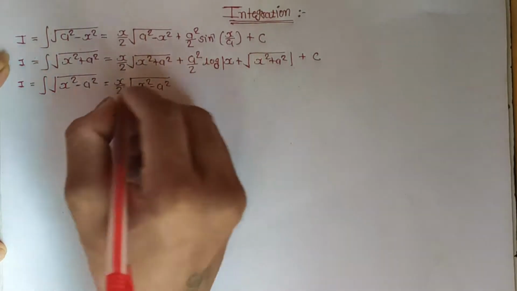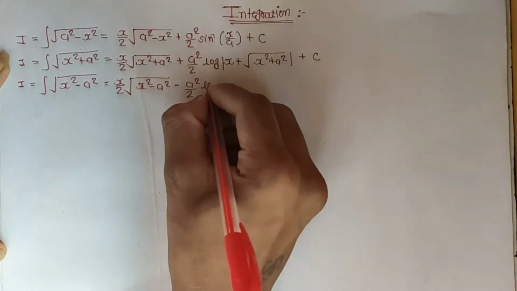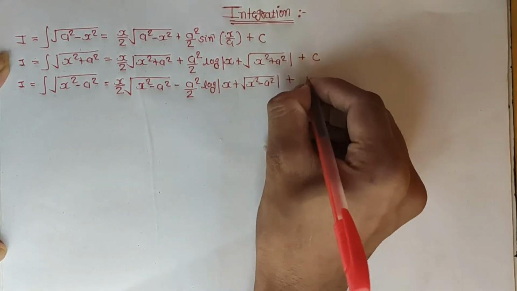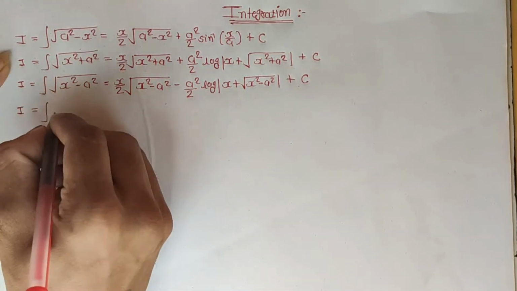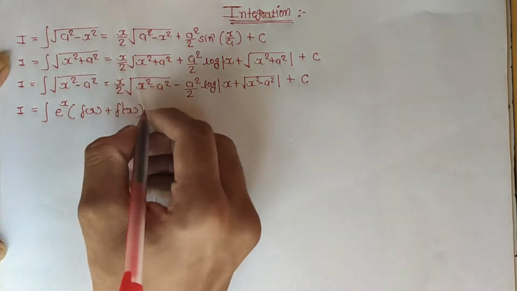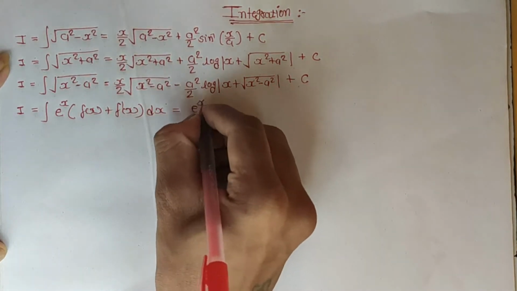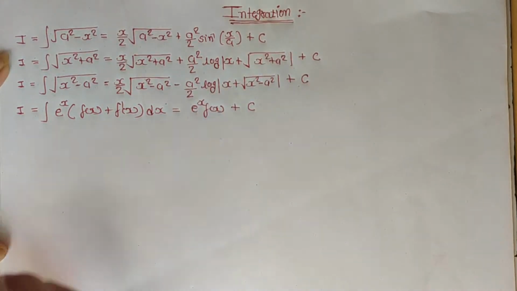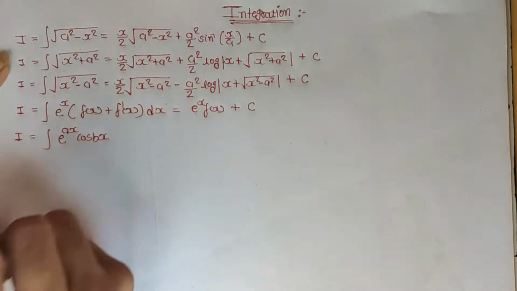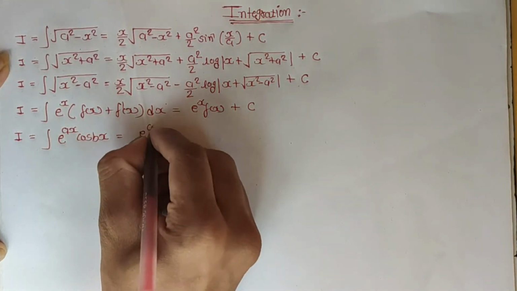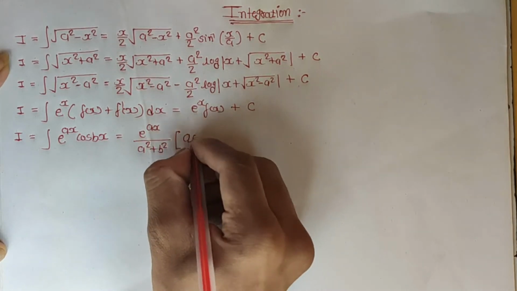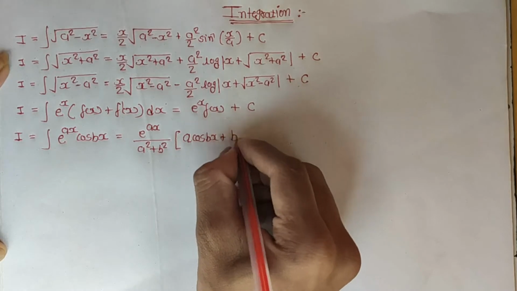If I equals the integration of square root of x square plus a square, then the answer is x by 2 times square root of x square plus a square, plus a square by 2 log mod x plus square root of x square plus a square, plus c. If I equals the integration of square root of x square minus a square, then the answer is x by 2 times square root of x square minus a square, minus a square by 2 log mod x plus square root of x square minus a square, plus c.